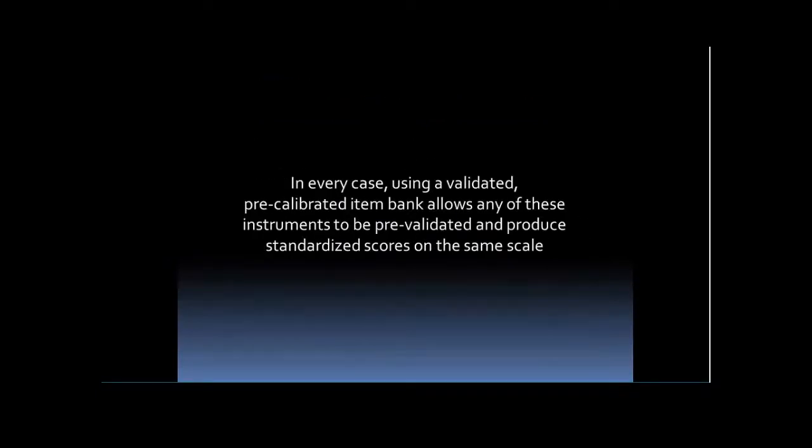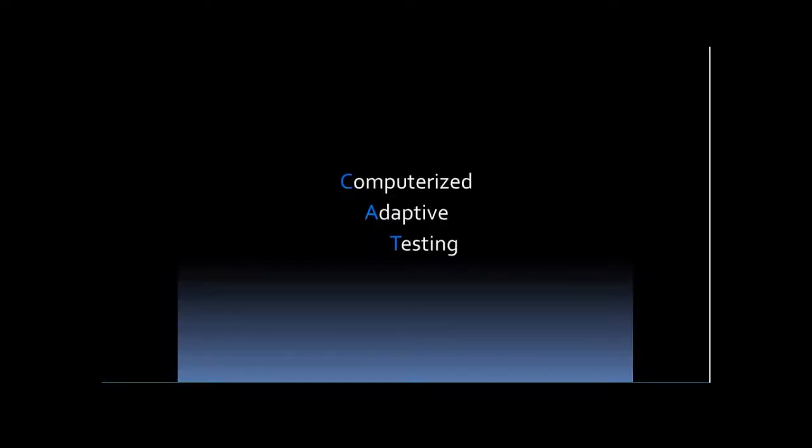But in every case, if you use a validated, pre-calibrated item bank, any of these instruments create a pre-validated scale and produce a standardized score on the same scale. So it doesn't matter if it's a short form, a long form, or a CAT, the score will be on the same scale. Now, the reliability will be different for a 3-item instrument versus an 8-item instrument, but we can compare the scores between studies, between trials.